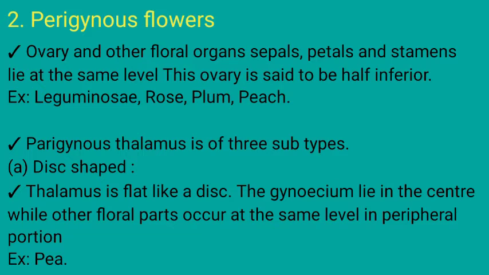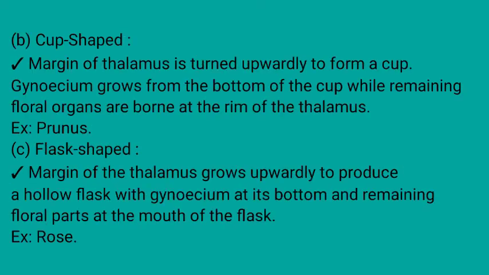The very first one, disc-shaped. Thalamus is flat like a disc. The gynoecium lies in the center, while other floral parts occur at the same level in the peripheral portion. Example: pear. The second type of perigynous flower is cup-shaped.